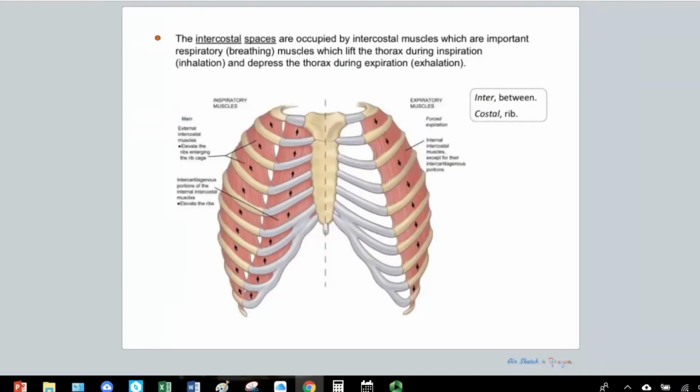Okay, now the spaces in between the ribs are called intercostal spaces, and these are occupied by intercostal muscles. And these intercostal muscles are going to be involved in breathing. In particular, when we inhale, it's going to lift the thoracic cage up, allow us to inhale, and when we exhale, it's going to depress the thoracic cage.